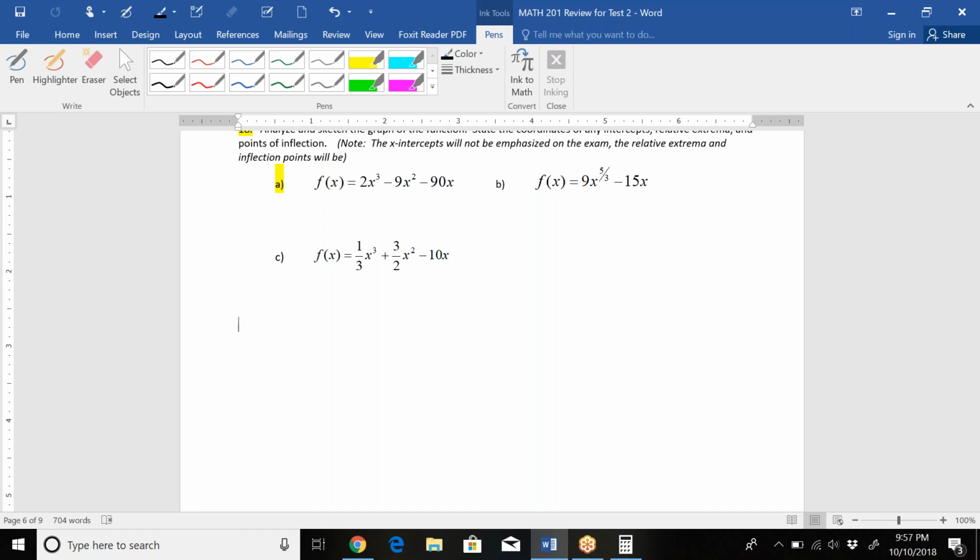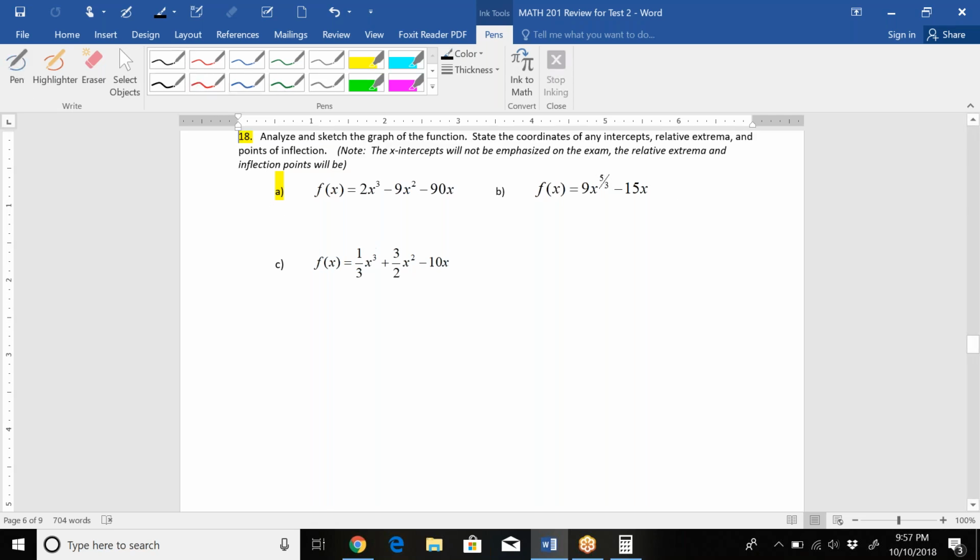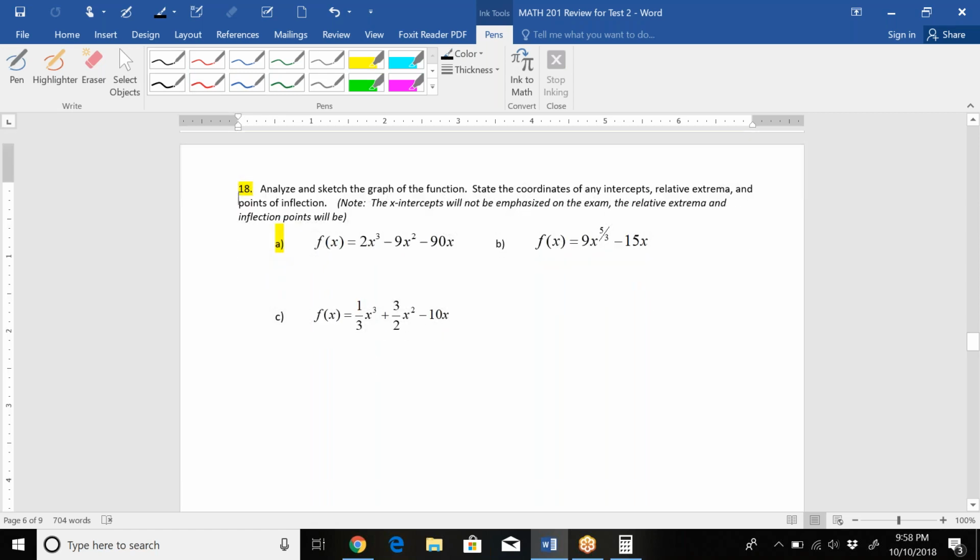I chose to do the polynomial one because the polynomial types are the ones that are most likely to be on the exam. We said we weren't going to give you one that has a cube root, which is what this guy is. So when we look at this, let me write this down a little further.